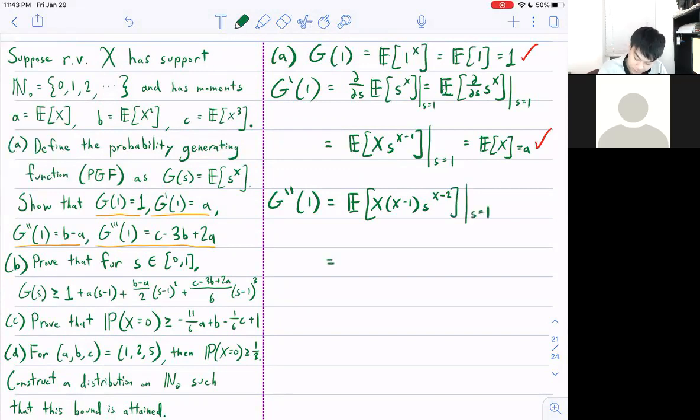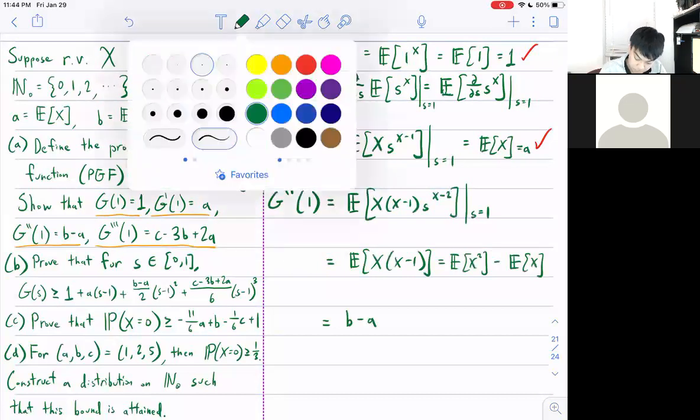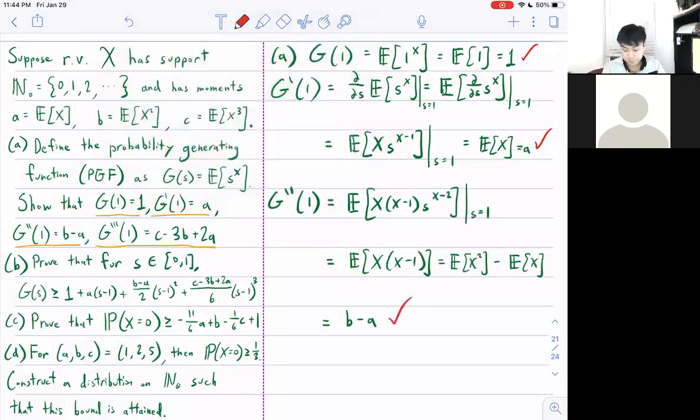Okay, so this is just the expected value of x times x minus 1, which when we expand it out gives us the expected value of x squared minus the expected value of x, by the linearity of the expected value operator. And this, by definition, just equals b minus a, which is exactly what we want.